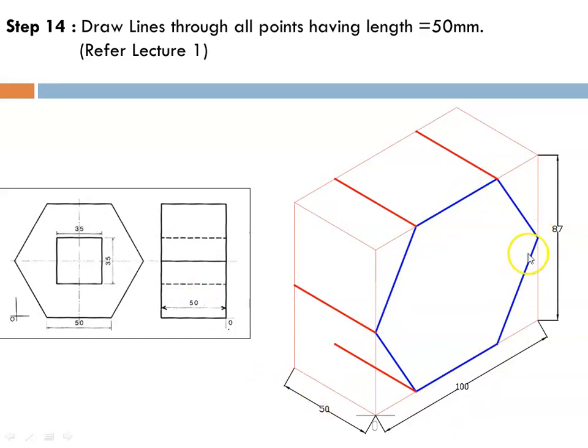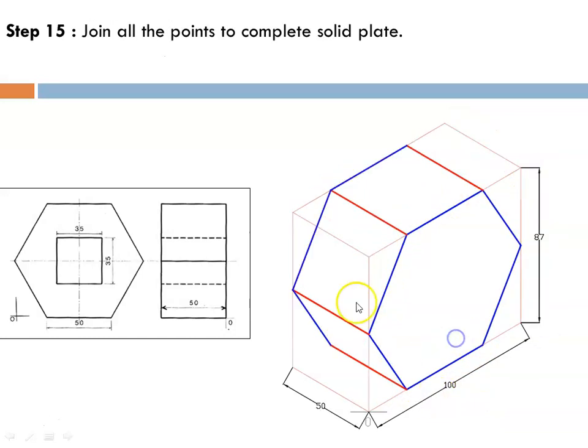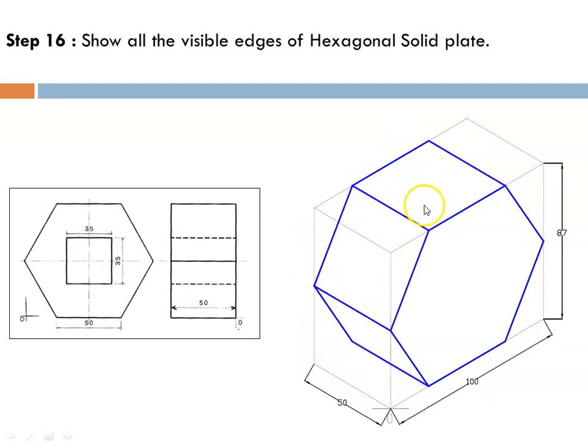Now through this corner you need not draw a line because these are not visible, as it is a solid object. You cannot see the edges passing through this corner, so only visible edges need to be drawn. After this, join all the points to get the hexagonal shape on the back side. Now you cannot see the further hexagonal shape because it is a 3D object, so we have to limit it up to here only. So now this is your hexagonal prism as per the given question.